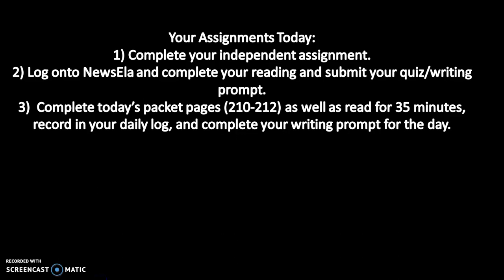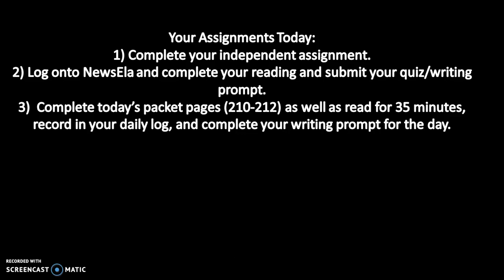Those are the types of author's purpose we're going to talk about today so that we aren't rushing. And I want you to focus on your assignments. Today, you need to complete your independent assignment, which is I want you to go into your packet and take a look at your daily writing prompts. I want you to select one and I want you to submit that to me today instead of just keeping it with your packet work.